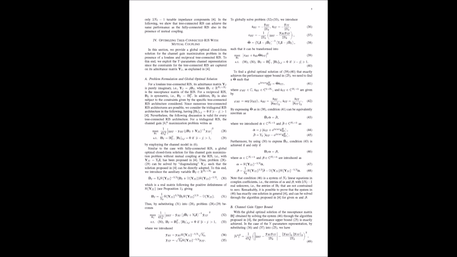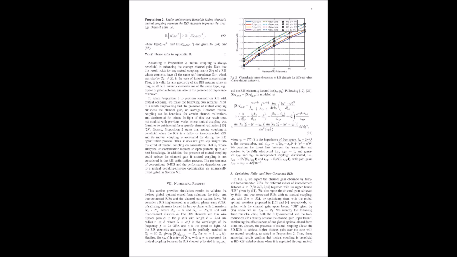But how do these lemmas specifically lead us to the conclusion that mutual coupling is actually beneficial? That's where proposition 2 comes in. Okay, the big reveal. Yeah, this is the main result. Right. And it uses lemmas 1 and 2 to show that under certain conditions, the average channel gain with mutual coupling is always greater than or equal to the average channel gain without mutual coupling. So those lemmas provide the mathematical foundation. They do. For proving that counterintuitive result. That mutual coupling can actually be a good thing. Right. It's not always the enemy.